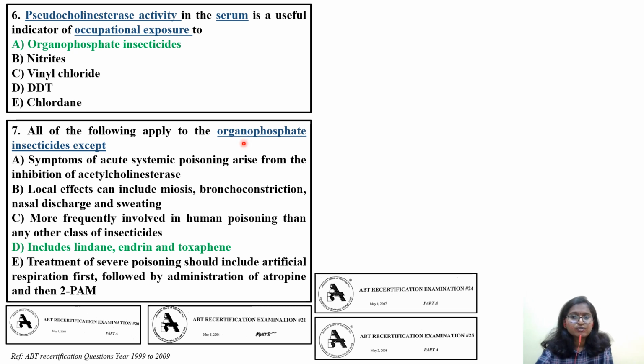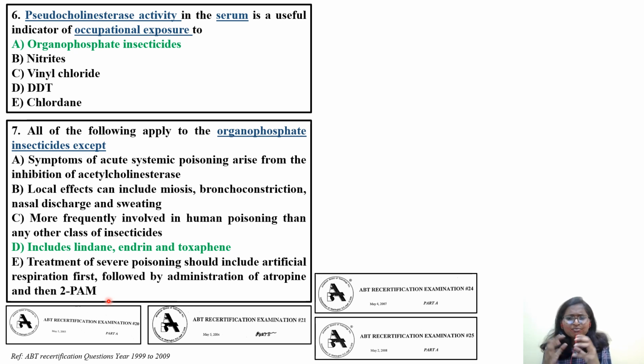He's saying organophosphate insecticides. The next includes lindane, endrin, toxaphene. This belongs again to organochlorine, not organophosphate. So this option is the wrong option. Treatment of severe poisoning should include artificial respiration first, followed by administration of atropine and then 2-PAM.